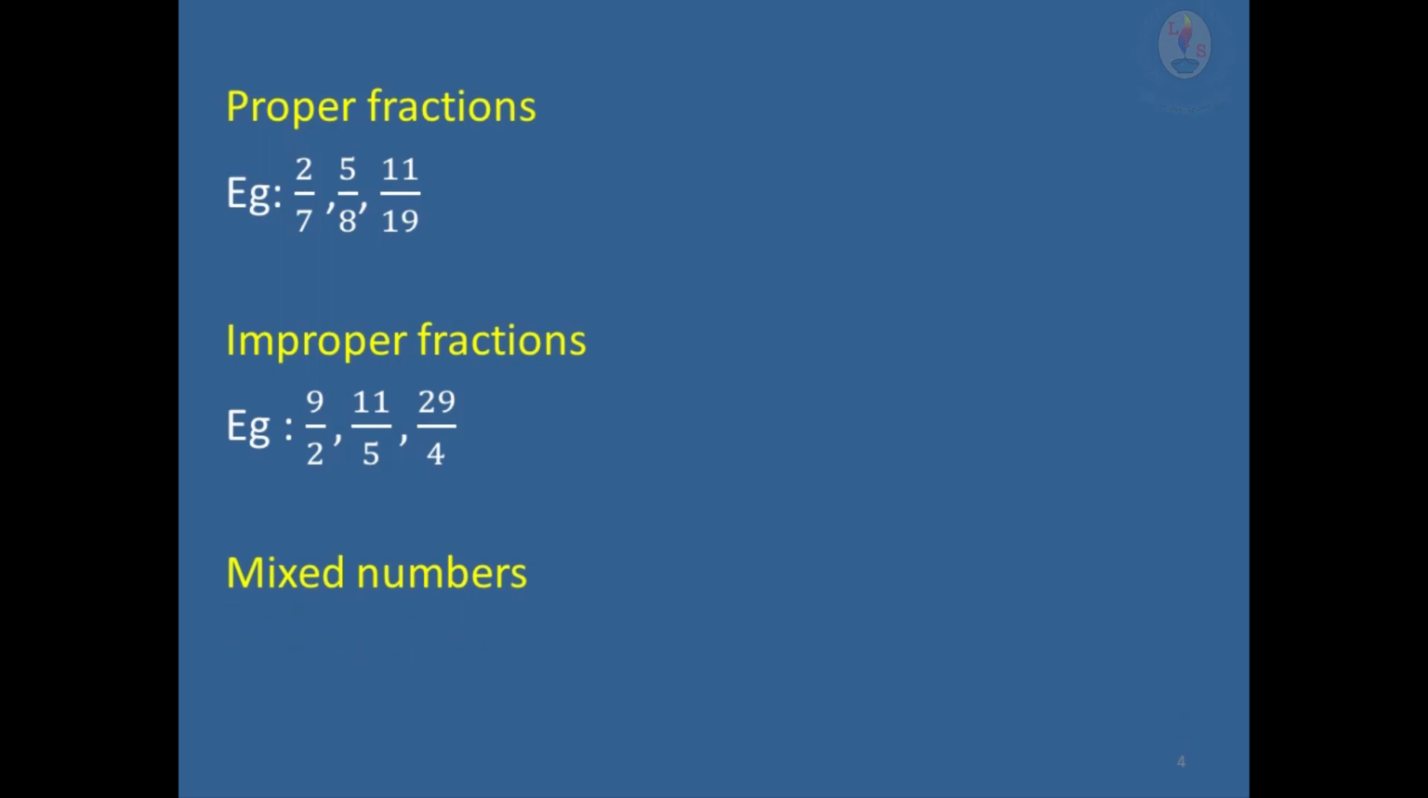Next one, mixed numbers. What are mixed numbers? A mixed number is a whole number and a proper fraction represented together. 4 and 1 over 2. Next one, 2 and 4 over 5. Next one, 7 and 1 over 4.